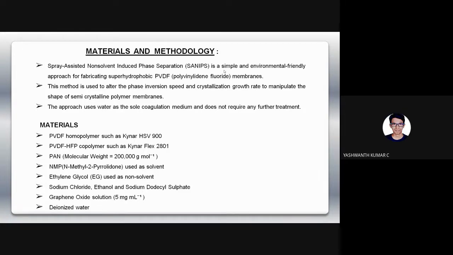For the methodology, we have spray-assisted non-solvent induced phase separation, SANIPS, which is an approach for fabricating superhydrophobic PVDF membranes, that is polyvinylidene fluoride membranes. This method is used to alter the phase inversion speed and crystallization growth rate to manipulate the shape of semicrystalline polymer membranes. The approach uses water as the sole coagulation medium and does not require any further treatment.